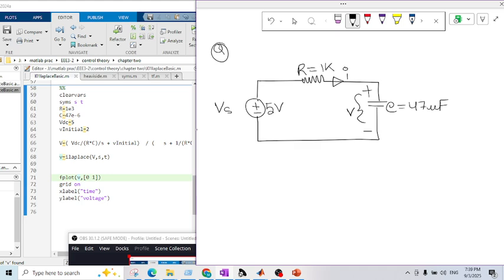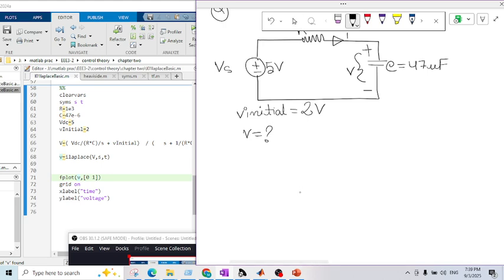circuit. And you see we have a MATLAB code here where R is 1K, C is 47 microfarad, this VDC is 5 volt, and also we have a V initial. What is V initial? V initial is the initial voltage of this capacitor. So V initial is given, that means when time is equal to 0 the capacitor's voltage is 2 volt. So now we have to find the capacitor's voltage equation and we will plot that in time domain.